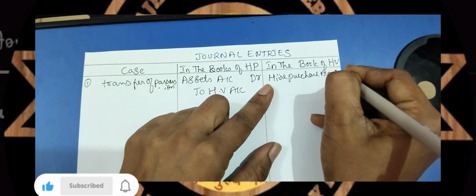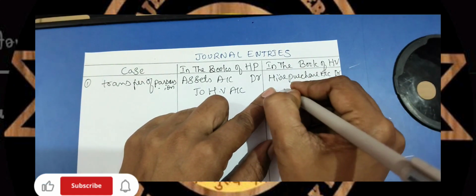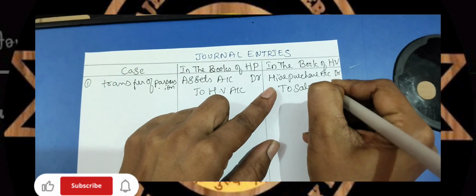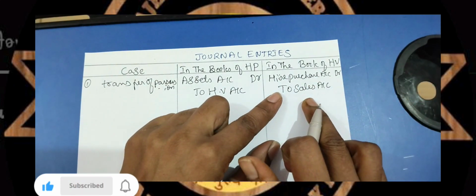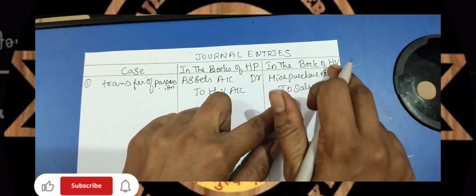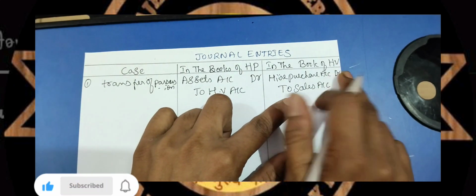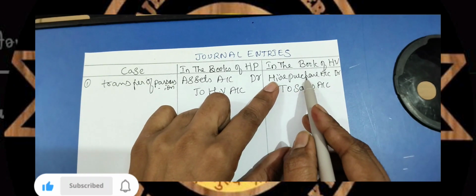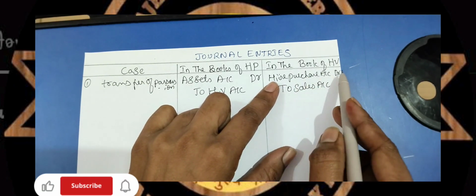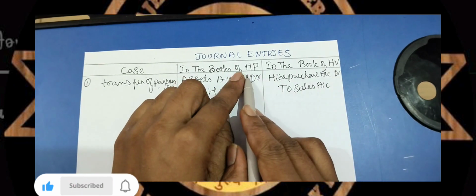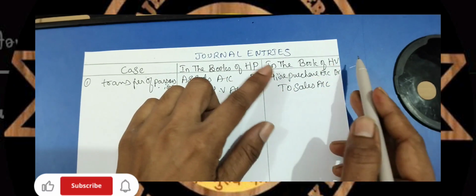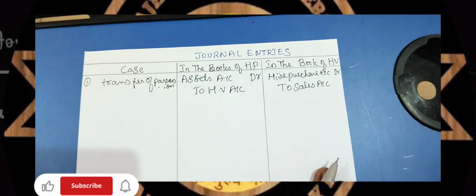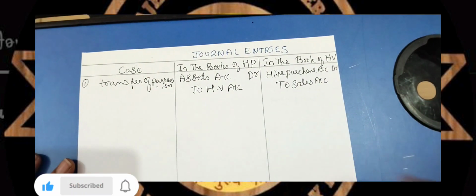Hire purchaser account we are debiting, and to hire sales account we are crediting, because the asset is going out from the hire vendor. He is selling the asset to the hire purchaser. He is created as a debtor. For the hire purchaser, the hire vendor is a creditor. For the hire vendor, the hire purchaser is a debtor.